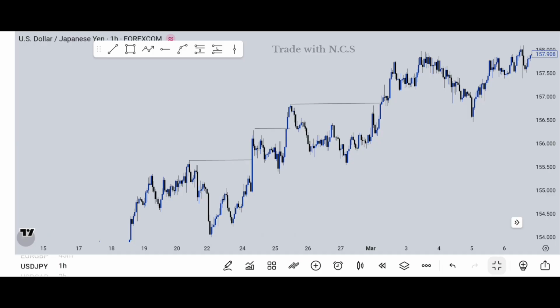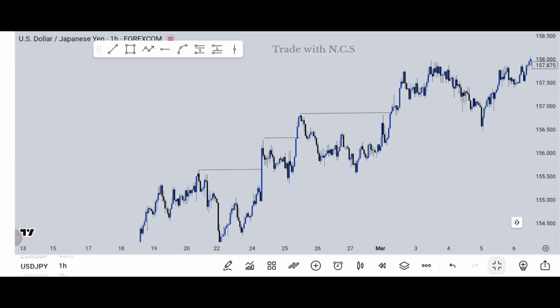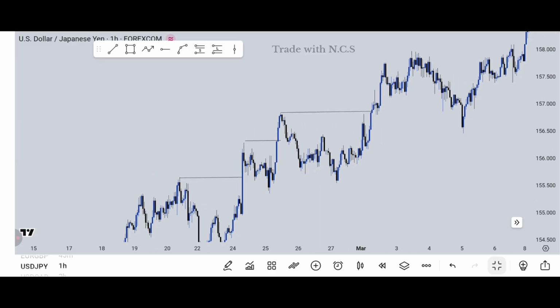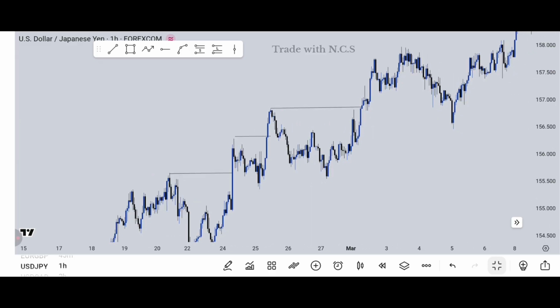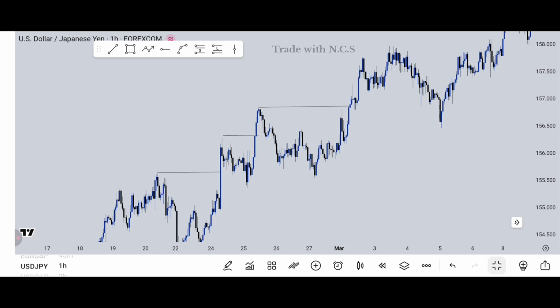I know you all are wondering that if this is not how I mark my break of structures, then how else? So for me, I don't trade a single break of structure. I trade double breaks of structure, or triple or four breaks of structure. I don't trade anything less than a double break of structure.